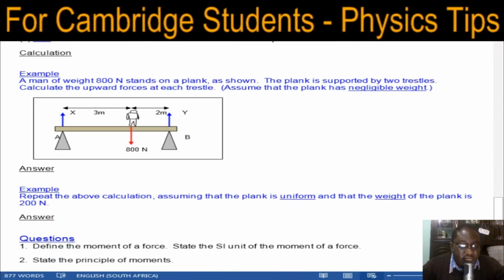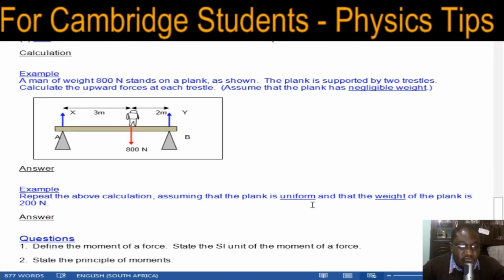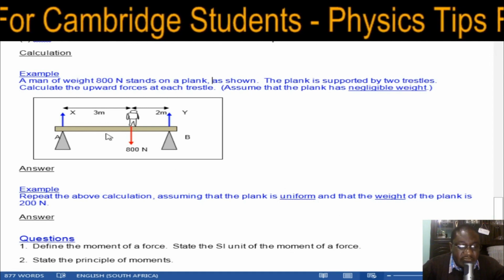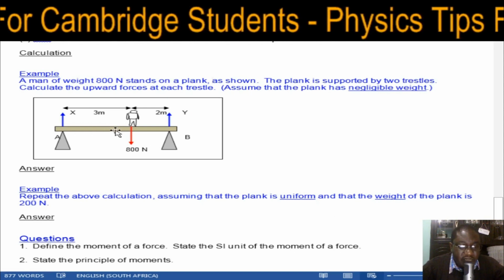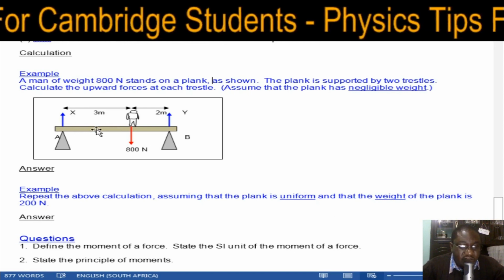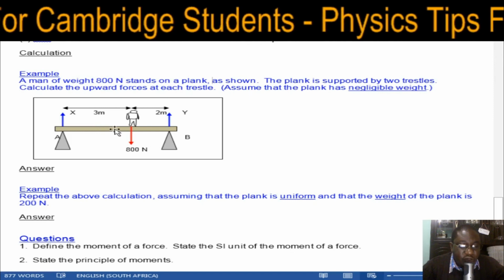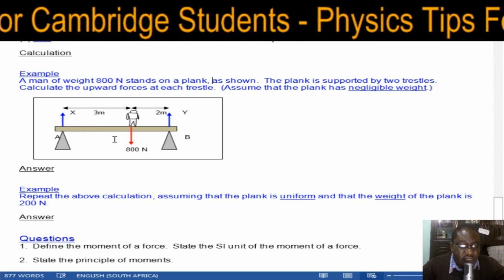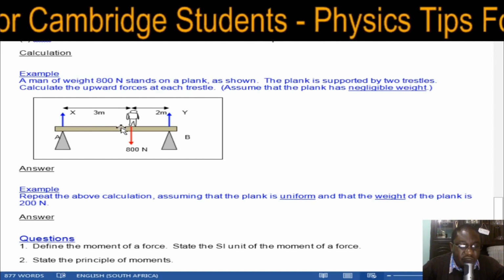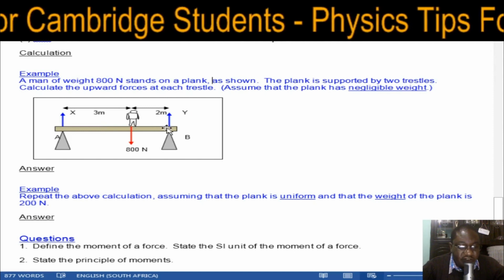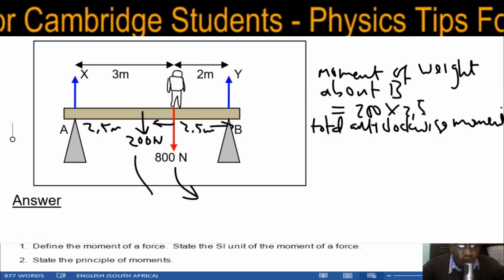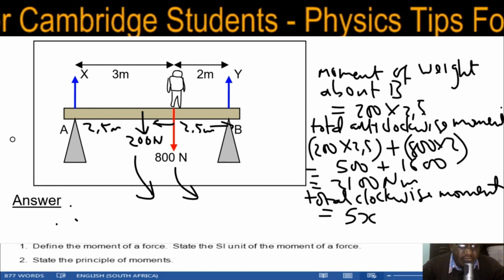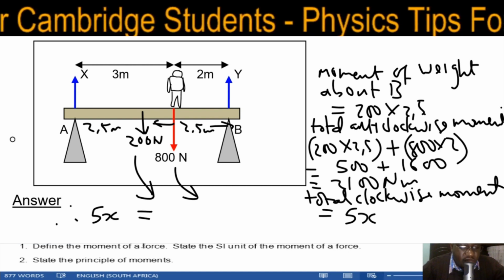In the second case here, now you should take into consideration the weight of the plank. Since this is a uniform plank, the weight acts at the center, so it will be at the 2.5 meter mark, since this is 5 meters. So 2.5 meters right there. So you've got to consider the moment of the weight of the plank as well. It is going to be the weight of the plank times this distance from the pivot, which is 2.5, plus this 800 times 2, and that should equal the clockwise moment, which is 5x again, and then you find the unknown.